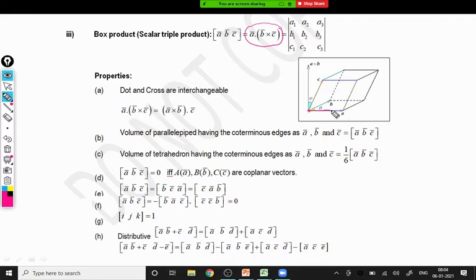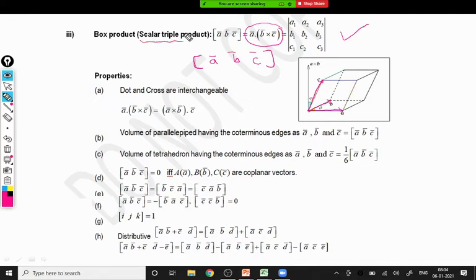So if you see, the vector A bar is here, this is the vector B bar, and this is the vector C bar. If you have three coterminous edges of a parallelepiped as A, B, C, then the volume of that box, the volume of this solid, is given by A dot B cross C. The notation is the box product, the square bracket [A B C]. It is given by a determinant again.